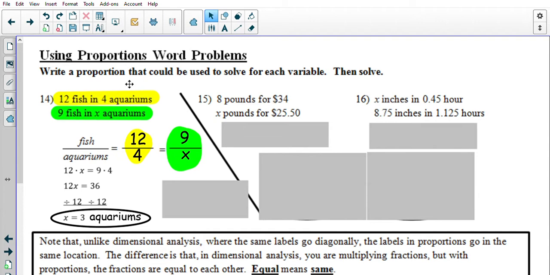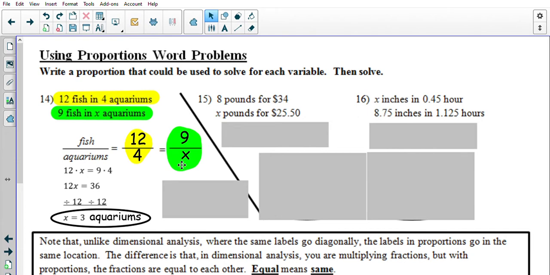I also want to stress to you that we talked about dimensional analysis earlier this unit, and the same labels went diagonally there. The difference was that we were multiplying fractions in that case. Here we're setting fractions equal to each other. And since equal means same, fish is all on the top, aquariums is all on the bottom. We're not putting those diagonally from each other.